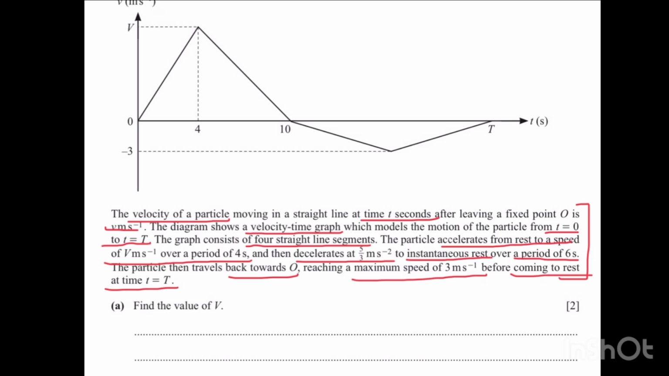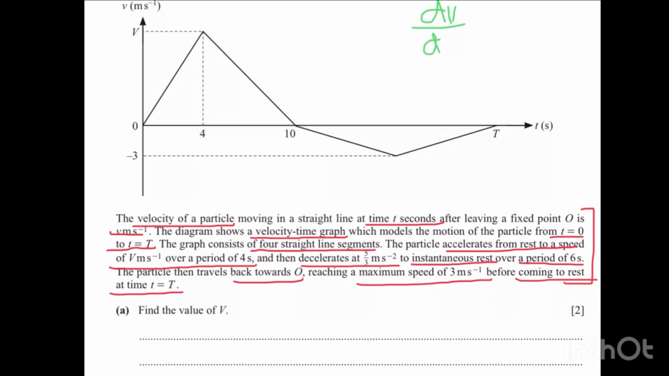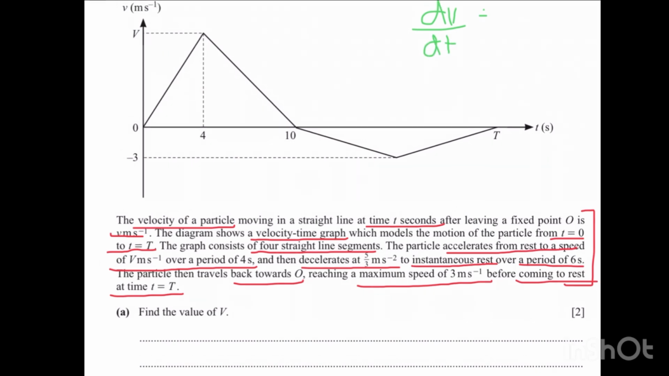This is a velocity time graph, which means that dv over dt, also known as the gradient, must be equal to the acceleration. They told us that there are 4 straight line segments. This is segment 1, this is segment 2, line segment 3, and this is line segment 4. So each of these line segments has a different gradient, hence a different acceleration.